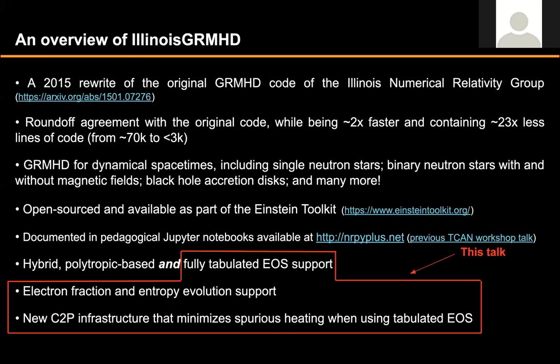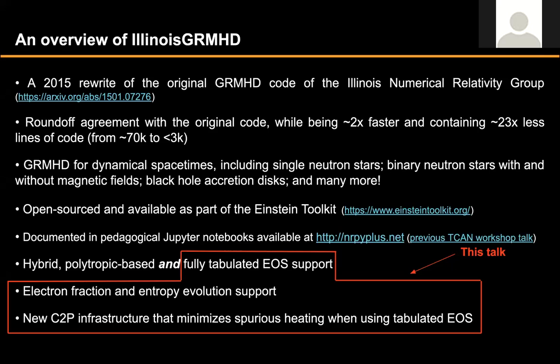IllinoisGRMHD is a rewrite of the original GRMHD code of the Illinois Numerical Relativity Group. It agrees with the original code to round off error level while being twice as fast and containing far fewer lines of code. It provides GRMHD for dynamical spacetimes, including neutron stars and binary neutron stars, both with and without magnetic fields, as well as black hole accretion disks and many other scenarios. It's completely open sourced and available as part of the Einstein Toolkit. And it has been documented in pedagogical Jupyter notebooks, which are available at nrpy.net. You can also take a look at my previous TCAN workshop talk where I discussed this documentation in a bit more detail.